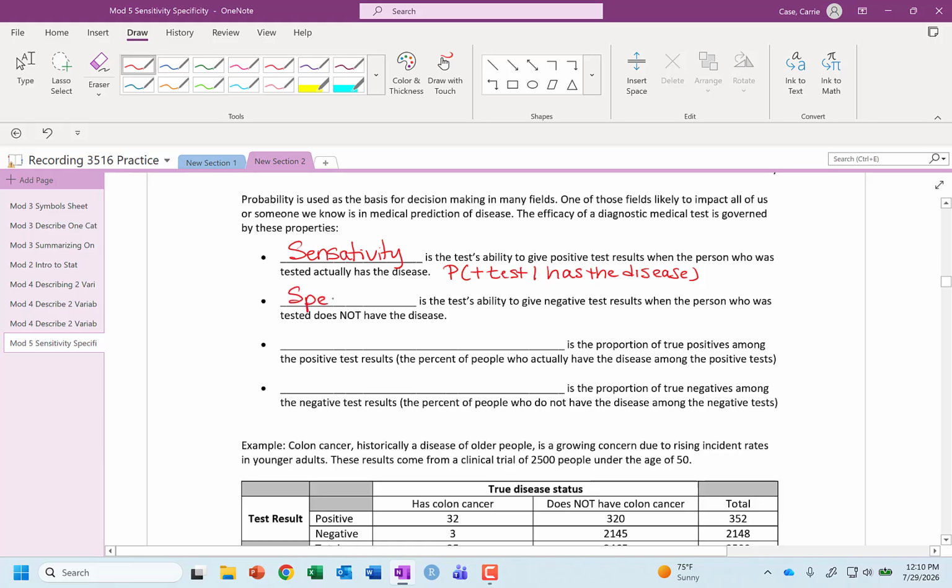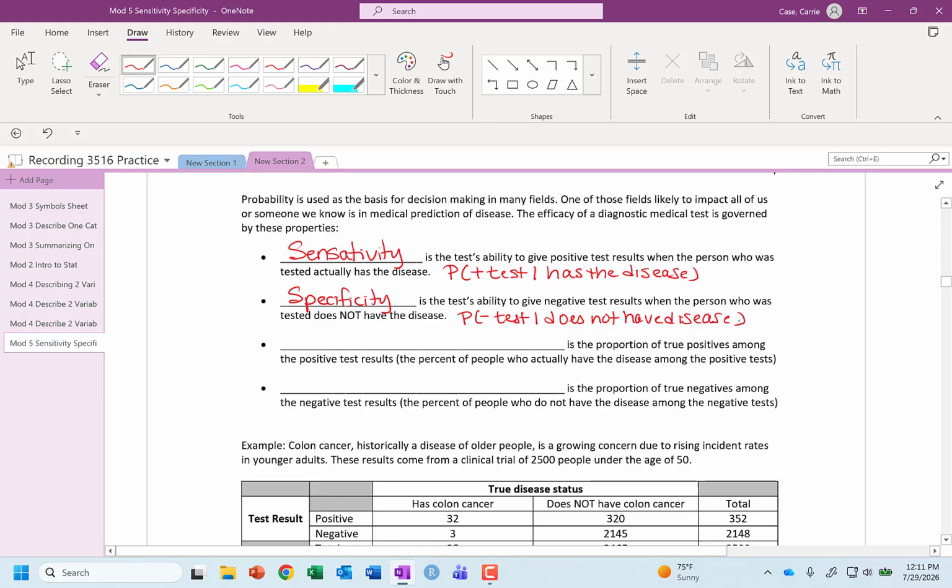Specificity is a test's ability to give a negative test result when the person who was tested does not have the disease. So that is the probability of a negative test given that the person does not have the disease.